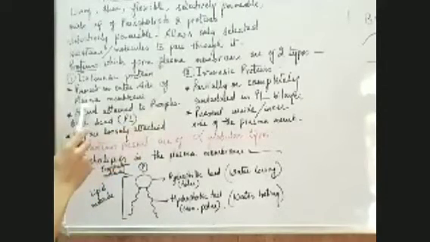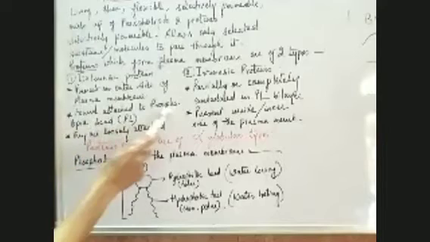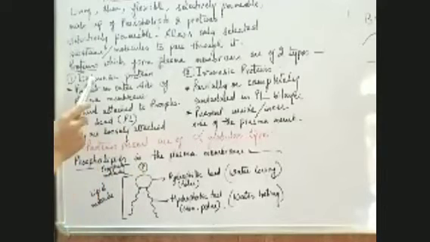Another thing is, as I wrote here, present on outer side of plasma membrane, found attached to phospholipid head. That means extrinsic protein will be attached here near the head, whereas intrinsic protein will be embedded in between, somewhere here in between two phospholipid molecules. Okay, so this is how a phospholipid molecule looks like.